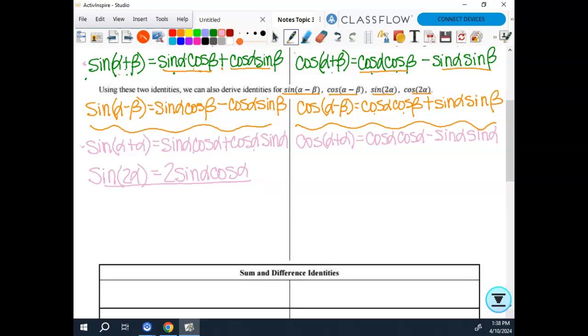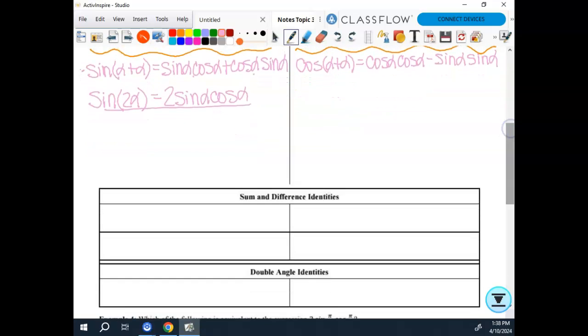Okay, so now we're going to simplify here. This is going to give me cosine of 2 alpha equals, now cosine times cosine is cosine squared because it's the same angle. I couldn't do that if it wasn't the same angle. Minus sine alpha times sine alpha is going to be sine squared alpha. So that is your double angle identity for cosine. But then we also have other versions of it.